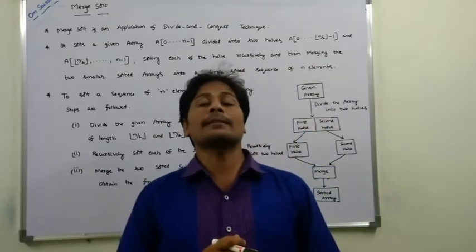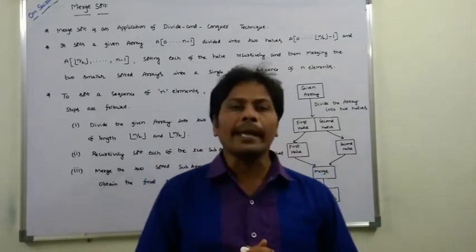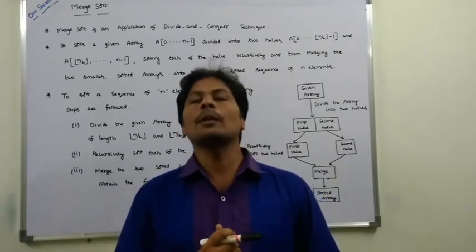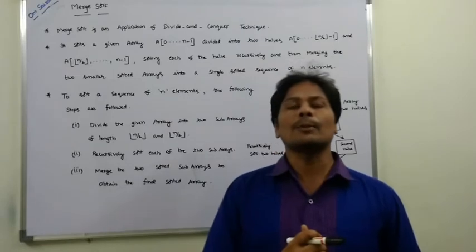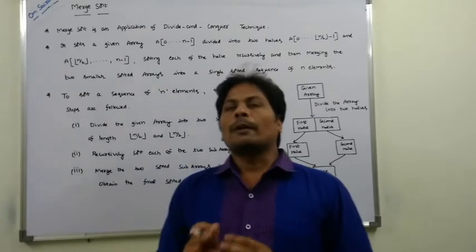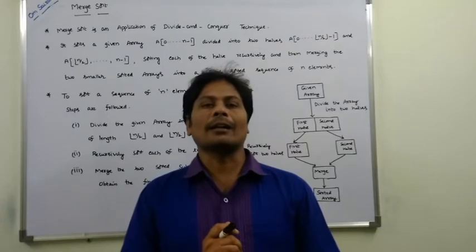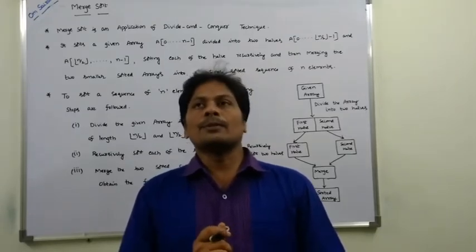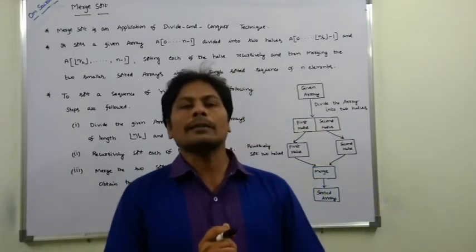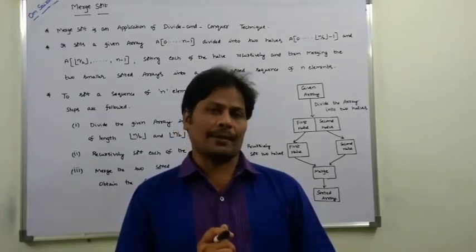Next, the second phase is the conquer phase. In the conquer phase, we combine all the solutions of the subproblems, and then we get the final solution to the given problem. Merge sort is one of the applications of the divide and conquer technique. So, using divide and conquer, how do we sort the given n number of elements using merge sort?